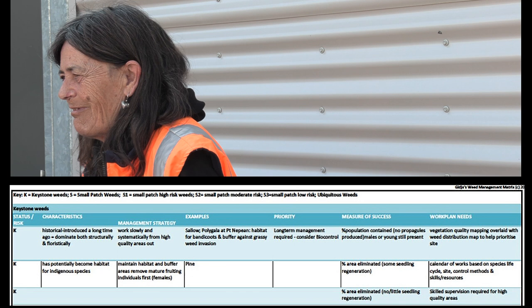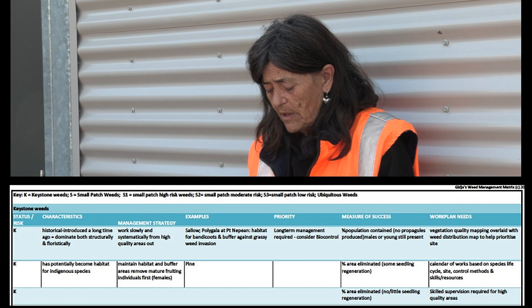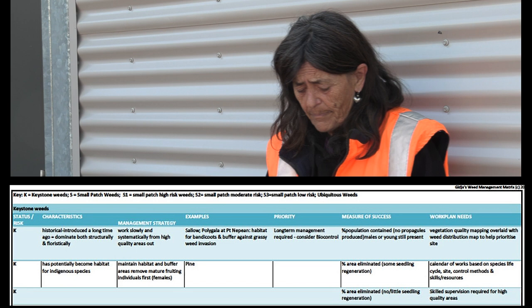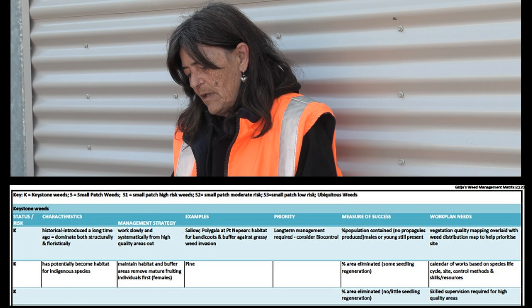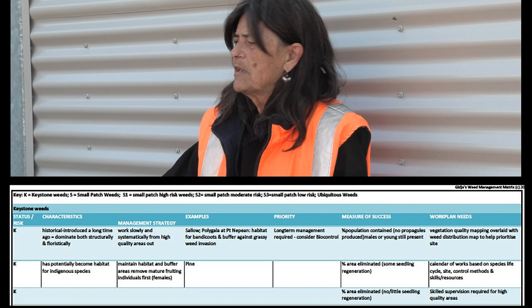So we're starting to set up the Australian Association of Bush Regenerators in Victoria. It's been going in New South Wales for about 15 years, but it's very much about allowing natural restoration before you just go in and plant. So keystone species have historically been there a long time. They dominate both structurally and floristically. That means they've changed the structure, and they dominate in terms of how many different types of plants and what area they cover, so floristically.